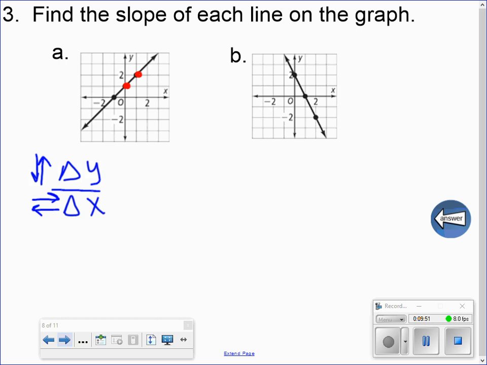Make sure that you're looking at your scale for a graph. Make sure that your x's and y's are going by ones. Otherwise, you're going to be counting by something that's different. So my x and y's are going by ones here.